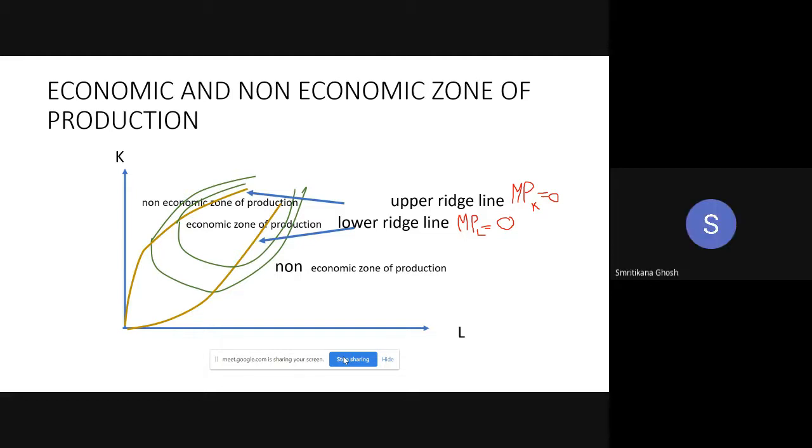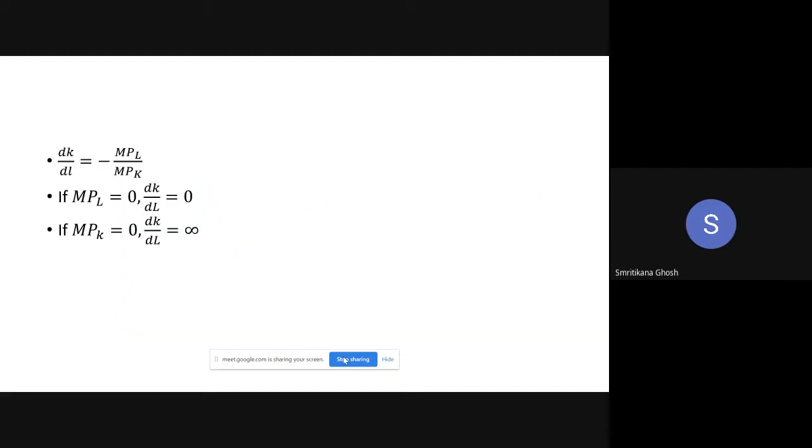So this is the economic and non-economic zone of production. Now I'm going to the next one. Look, these things are already written here. DK/DL is minus MPL by MPK. If MPL is equal to 0, then DK/DL is equal to 0. If MPK is equal to 0, then DK/DL is infinite. We already discussed it, but it is written neatly, that much.